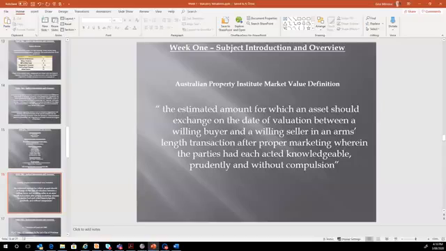Now, it's not as simplistic as just what they agree on. It's also about making sure that they both act impartially, and that they act with knowledge, that both parties know all the attributes of that property that affect market value. So what does that mean? That something that would dramatically affect the value is not hidden.